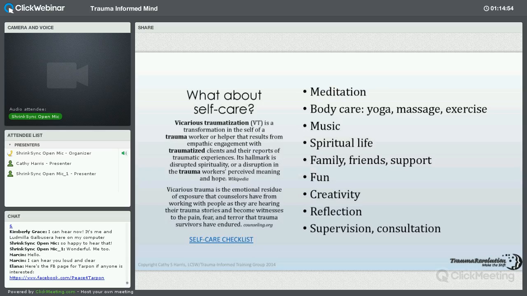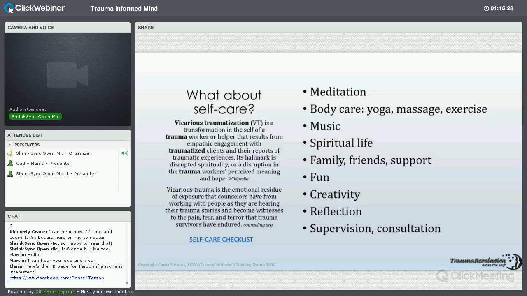If just sitting and breathing doesn't work for you, we need to take care of our body: yoga, massage, exercise, all these things that we can put in our lives, either playing music, going and listening to music, participating in music in some way. Do we have a spiritual life? That looks different for every one of us, but this vicarious traumatization especially affects our view of the world and our view of life and our view of having meaning in life. And that all has to do with spirituality.